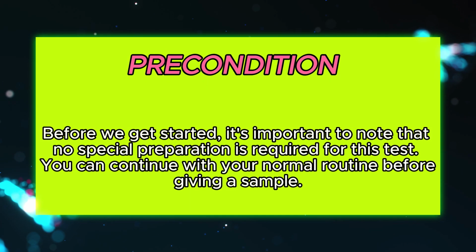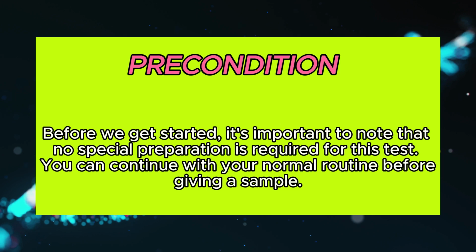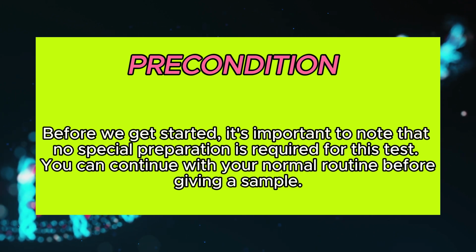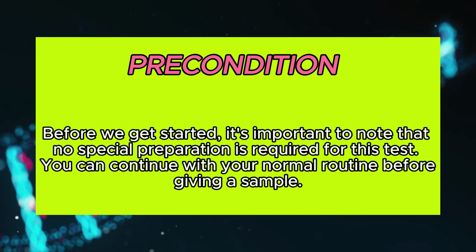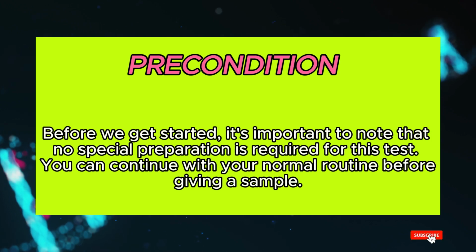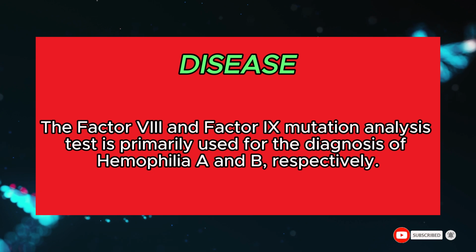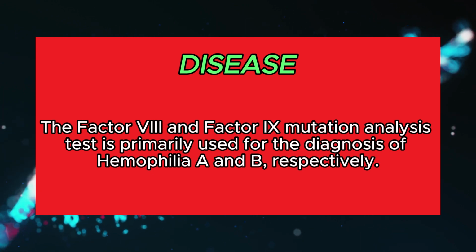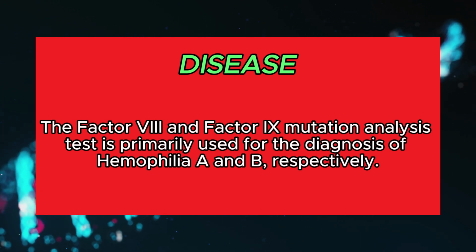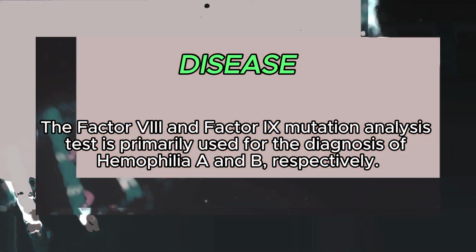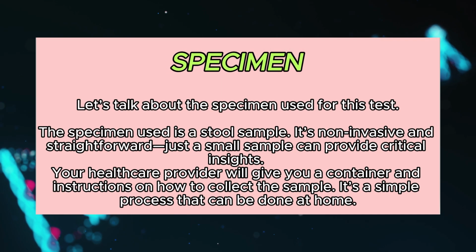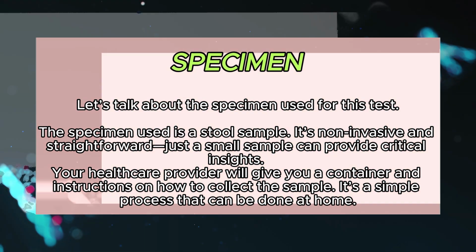Pre-test information. Before we get started, it's important to note that no special preparation is required for this test. You can continue with your normal routine before giving a sample. Diseases associated. The Factor VIII and Factor IX mutation analysis test is primarily used for the diagnosis of hemophilia A and B, respectively. Specimen used. The specimen used for this test is typically a blood sample.